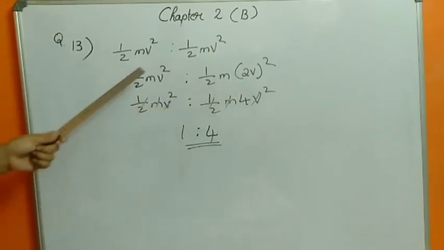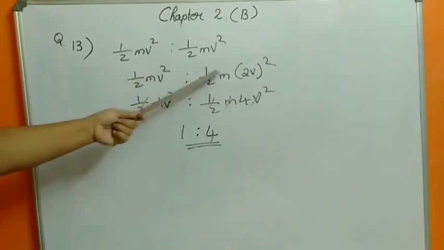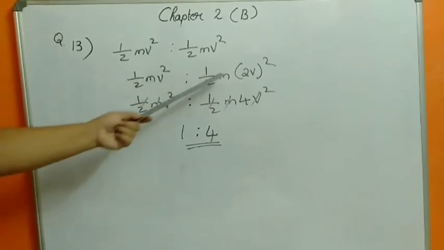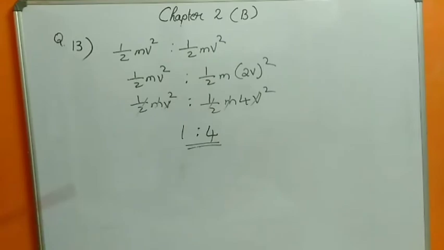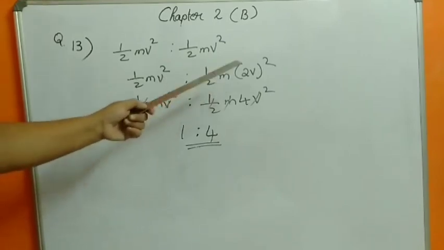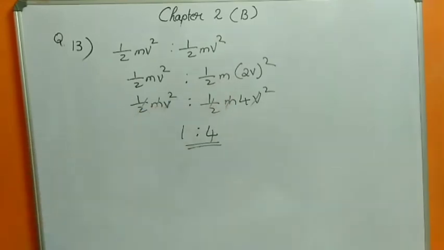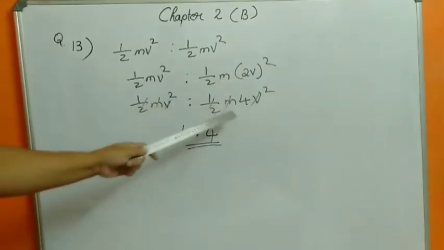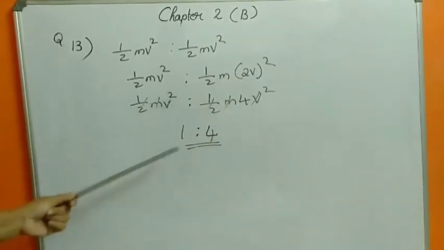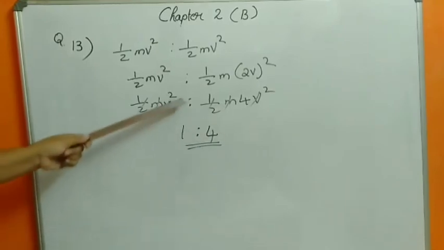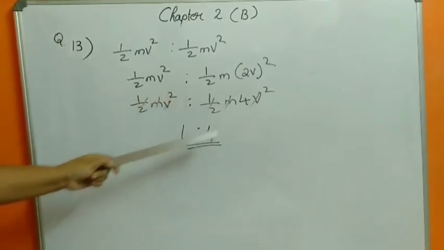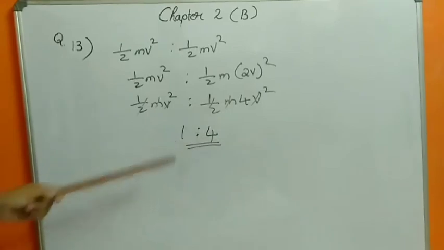Now we are asked to calculate the ratio. So we can cancel the common terms. Half and half will get cancelled. M and M, both LHS and RHS are equal, so we are free to cancel. What remains? v square by 2v square. Changing the bracket, 2 square is 4, so we can write 4v square. Again v square and v square cancel. So what remains is 1 and there it is 4. So the ratio is 1:4.